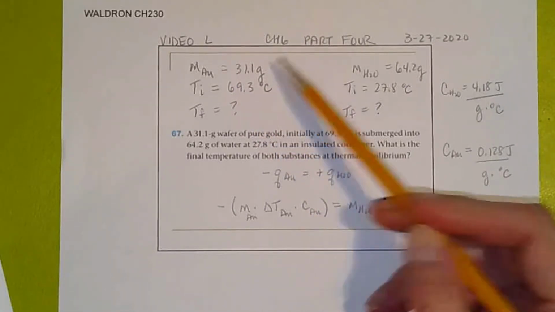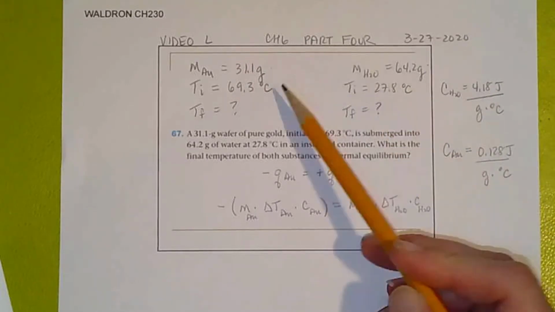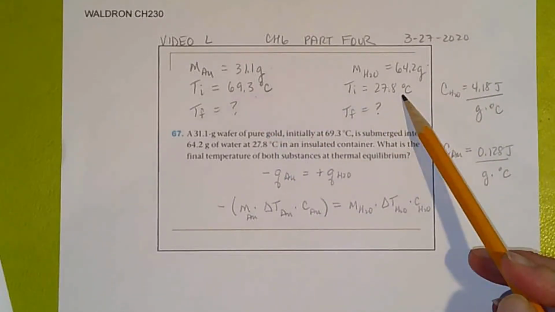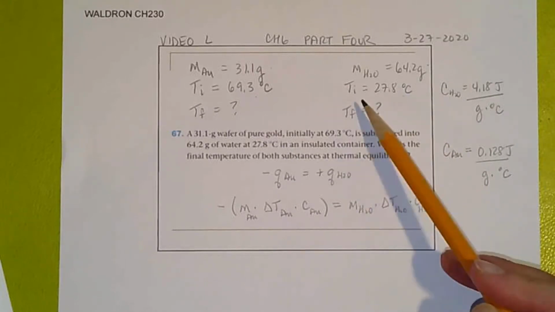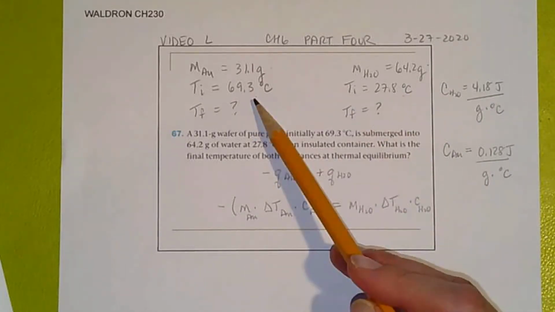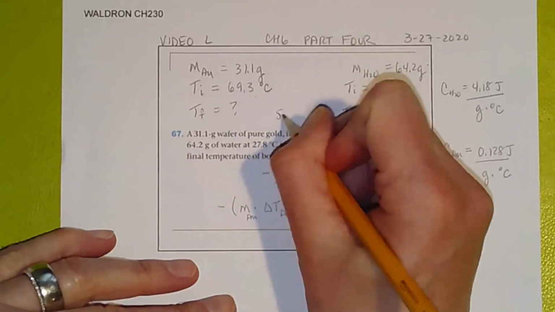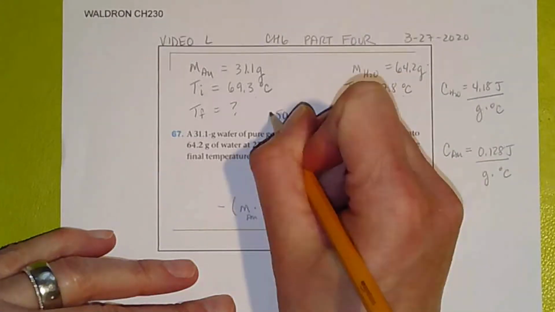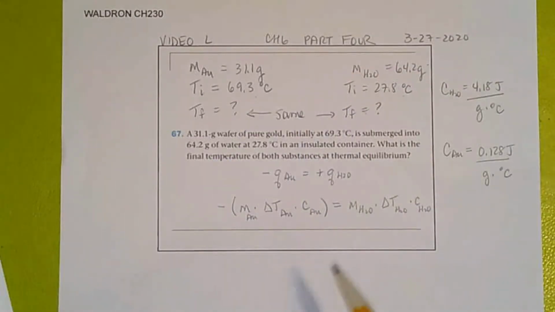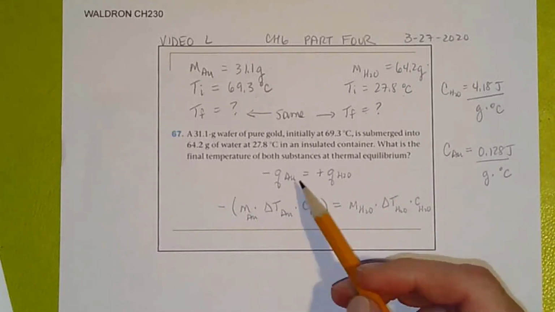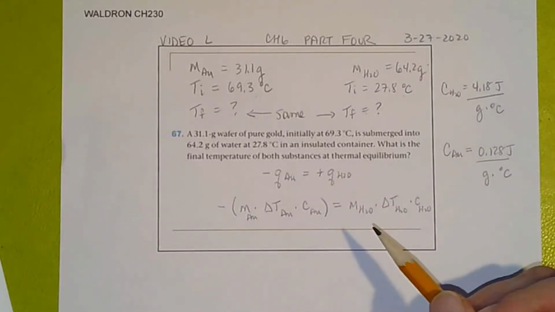So we know the mass of the gold and the mass of the water. We know the initial temperature of the gold and the initial temperature of the water. So we expect that our final temperature will be somewhere in the middle. The final temperature is going to be the same number for both of these because they're going to reach thermal equilibrium with each other. So I'm just going to have one TF, because the TF applies to both substances, the gold and the water.